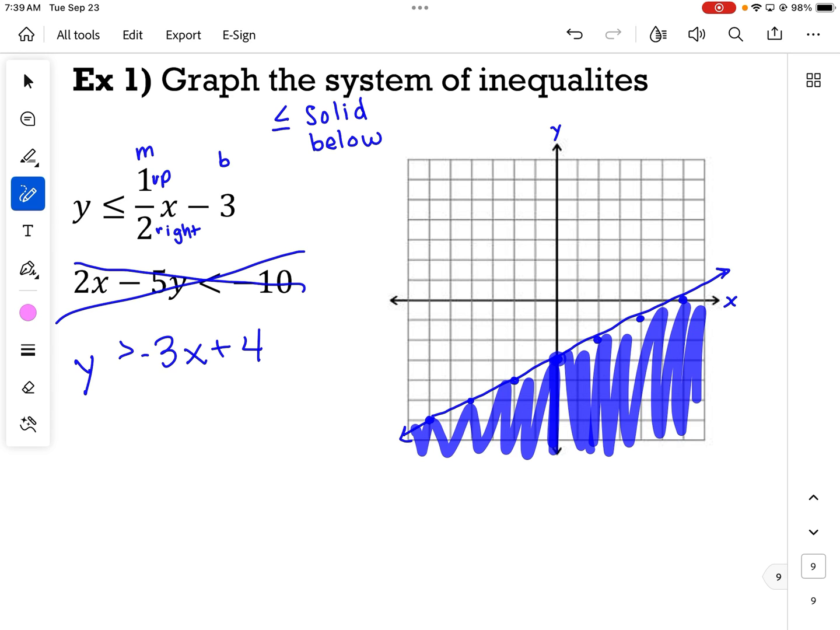Okay, let's go to the second equation. Y is greater than negative 3x plus 4. So this is our m, this is our b. Plot your y-intercept, which is 4. So go to 4 on your y-axis.